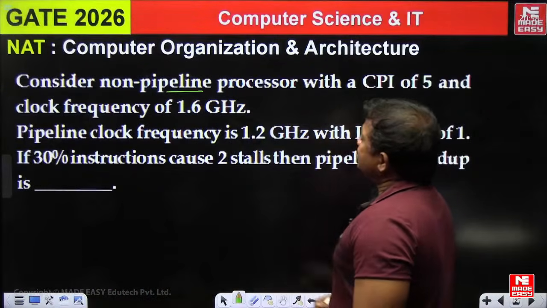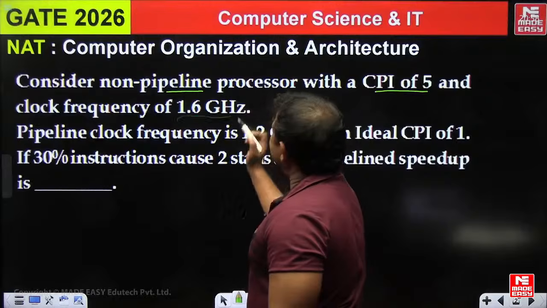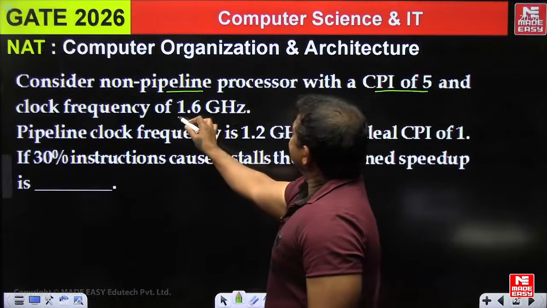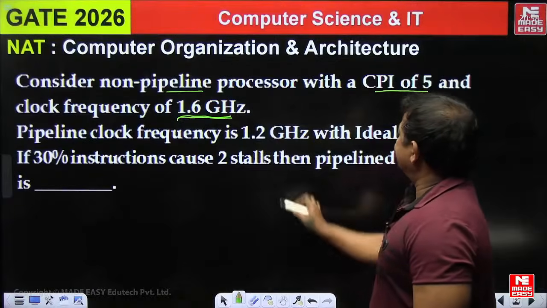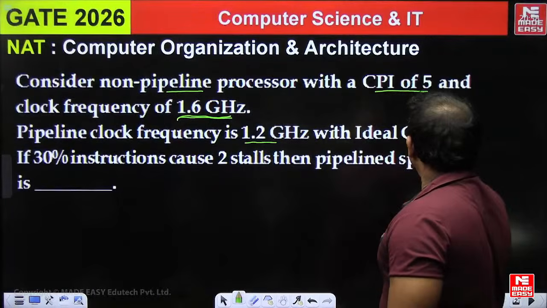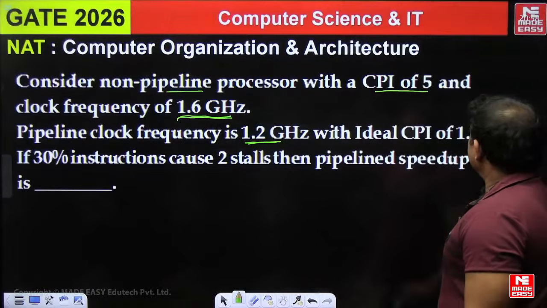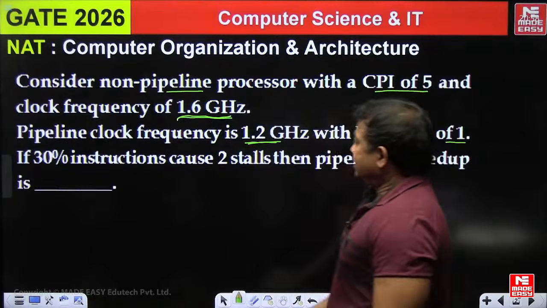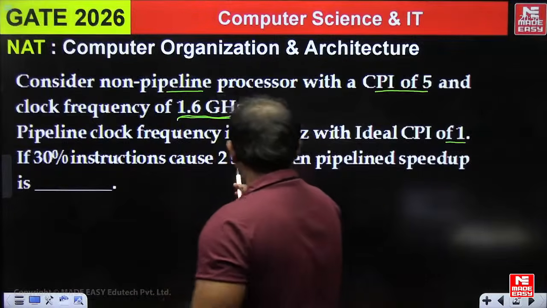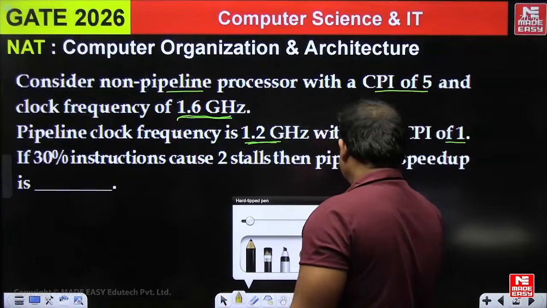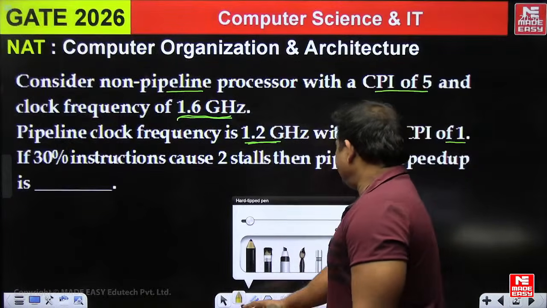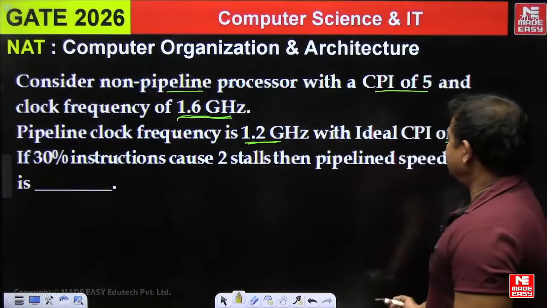CPI of 5 and clock frequency of 1.6 gigahertz. This is the clock frequency. Pipeline clock frequency 1.2 gigahertz, ideal CPI 1. If 30% of instructions cause 2 stalls, then what is the pipeline speed up? We should calculate the pipeline speed up.